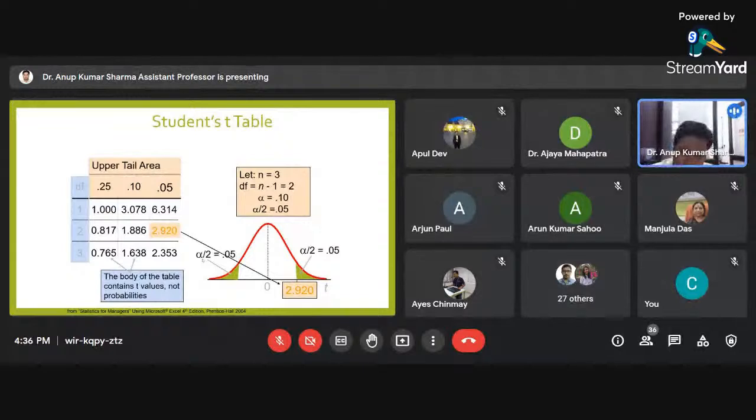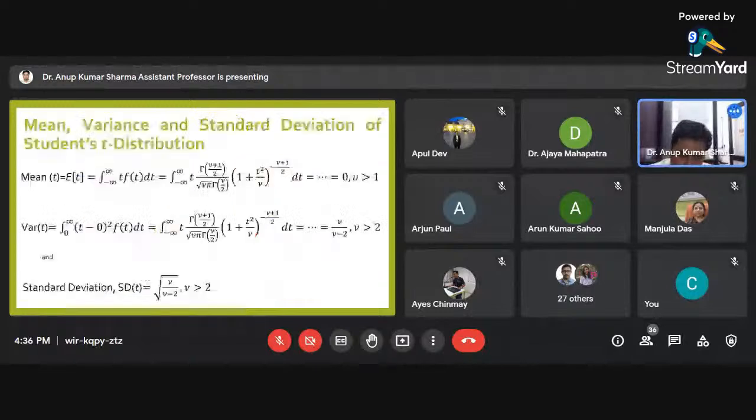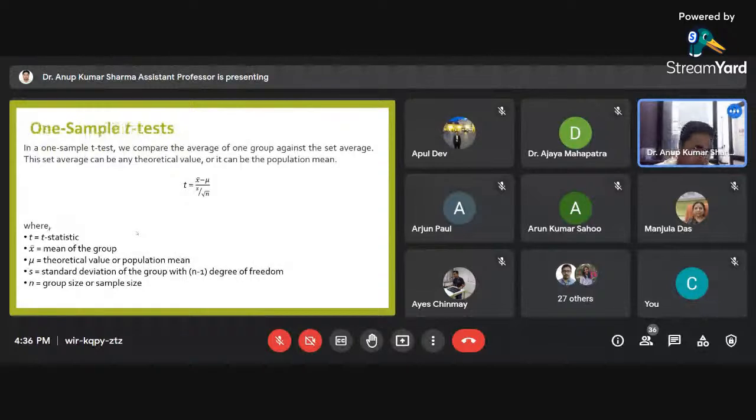We are comparing these upper degrees of freedom in the rings, and these values tell about the significant value by which we are comparing our significant difference or non-difference. So this is about how to find the mean, variance and standard deviation by using these t distributions. This is about the parametric test.